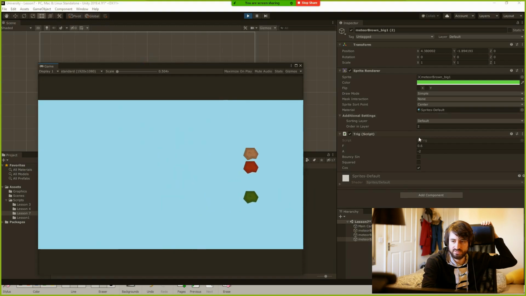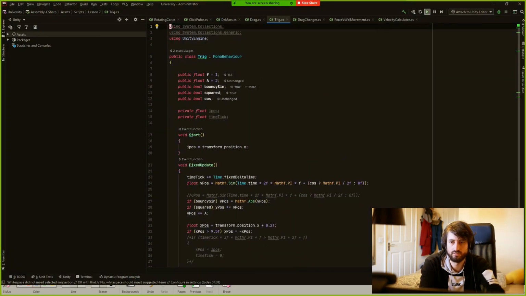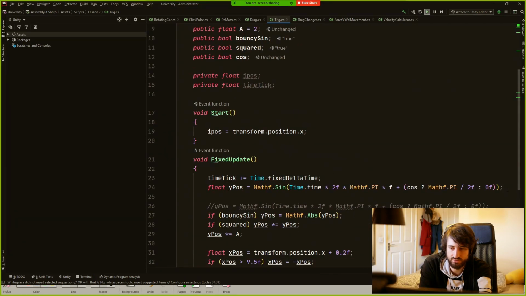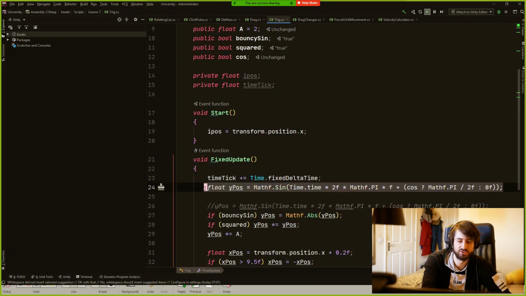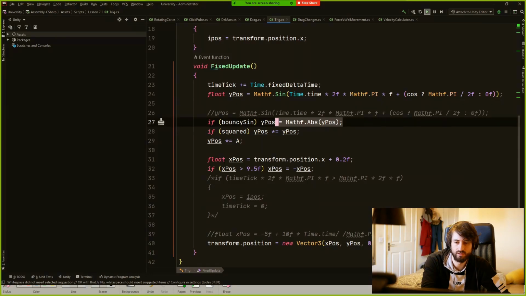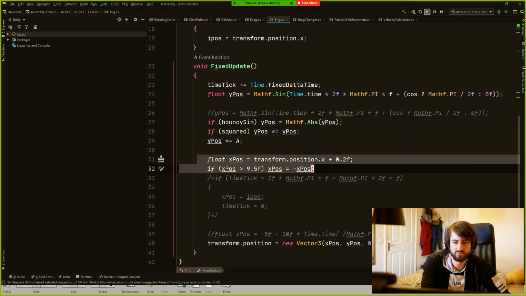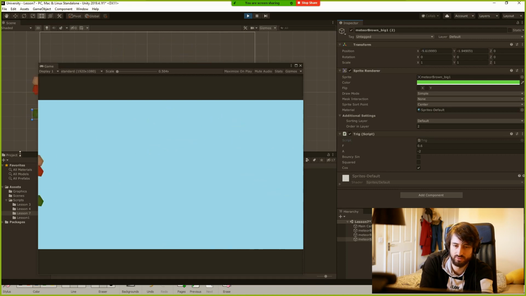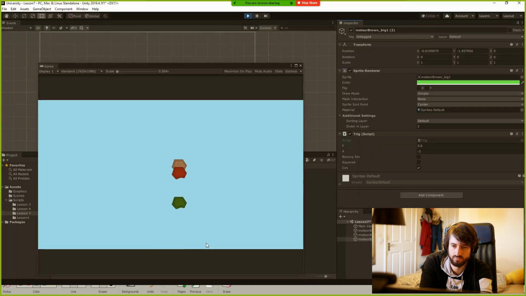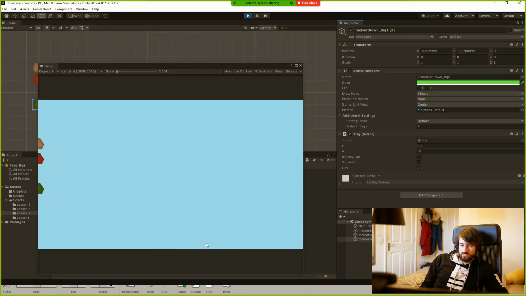All this script is doing is taking a y position, and it runs it through the wave equation, which we will get to later. And then if it's squared, it squares it. If it's bouncy, it abs's it. And then it just moves it, and once it gets to the right of the screen, it teleports it back to the left. That's what that does. And then sets it. So that's how the graphs appear in real life.